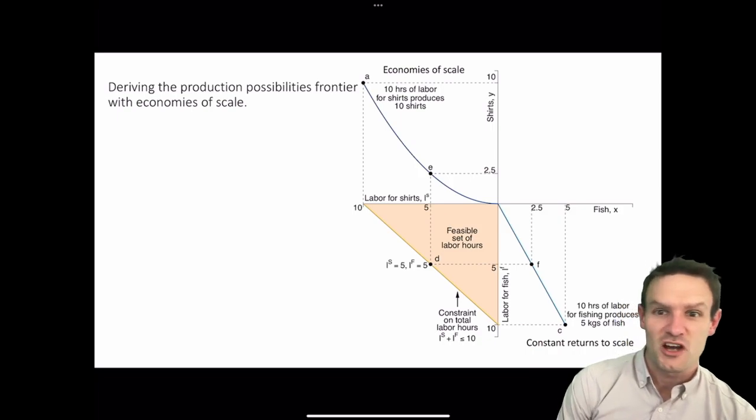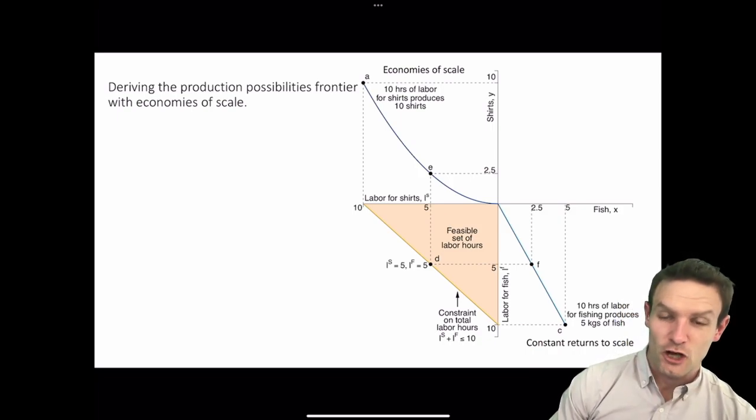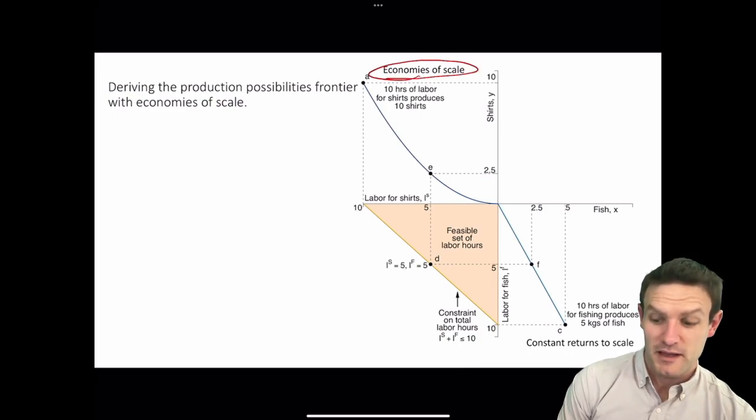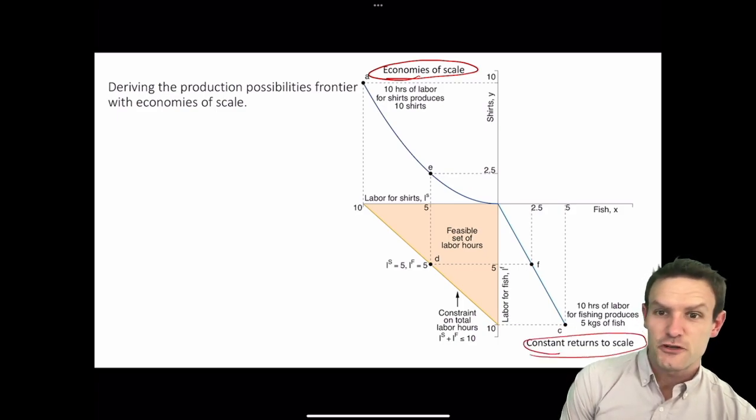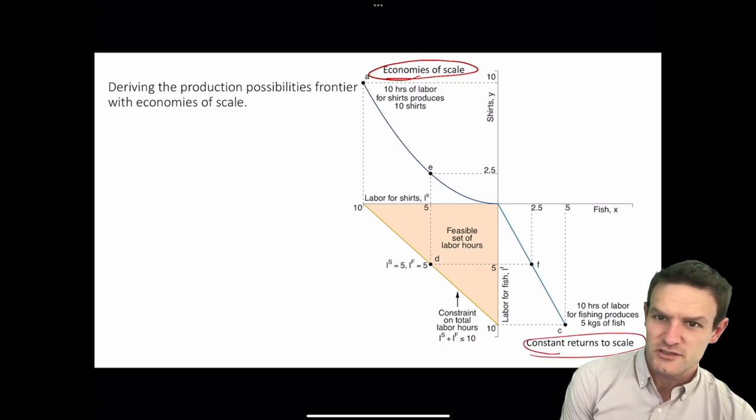Now we've added the production functions for fish and shirt making. We have economies of scale over here in shirt making. We have constant returns to scale in fish production, or the agricultural activity that we could engage in. And what we can see here is if we spent all our time, 10 hours, at point C on our fish production, we'd have 5 fish.